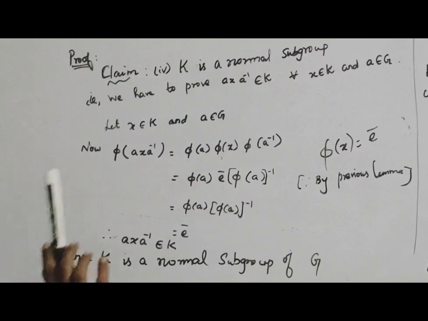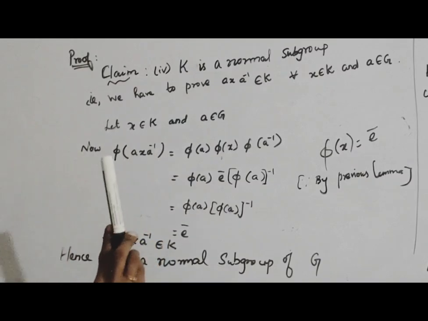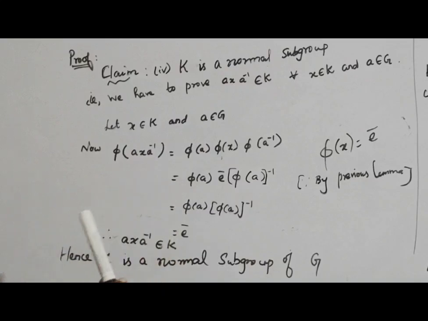Therefore, for this lemma, to show that K is a normal subgroup of G, you have to check four conditions. First, non-empty; second, closed; third, xy inverse belongs to K; and fourth, K is a normal subgroup.